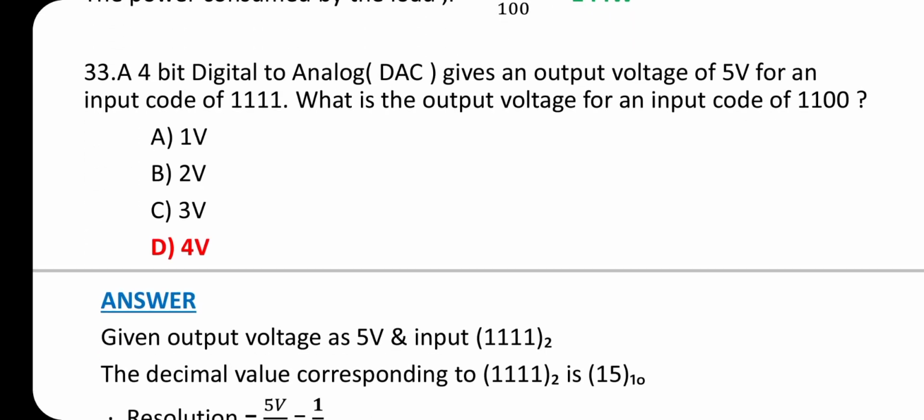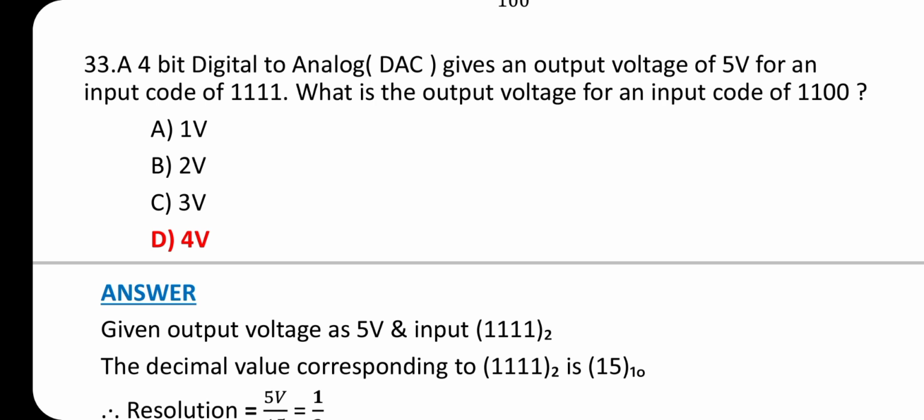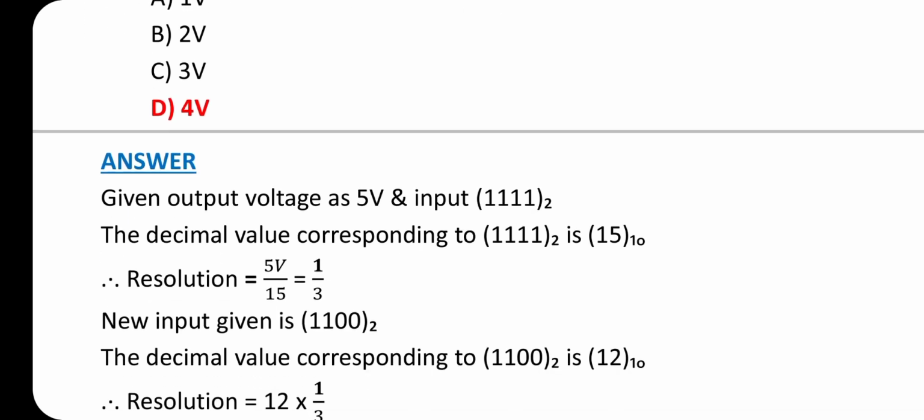Question number 33. A 4-bit digital to analog converter, that is DAC, gives an output voltage of 5 volt for an input code of 1111. What is the output voltage for an input code of 1100? Option D, 4 volt is the correct answer.